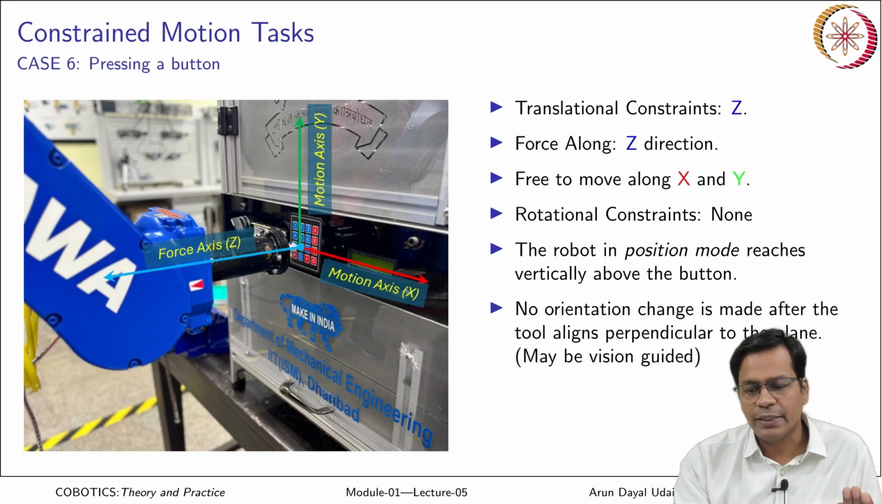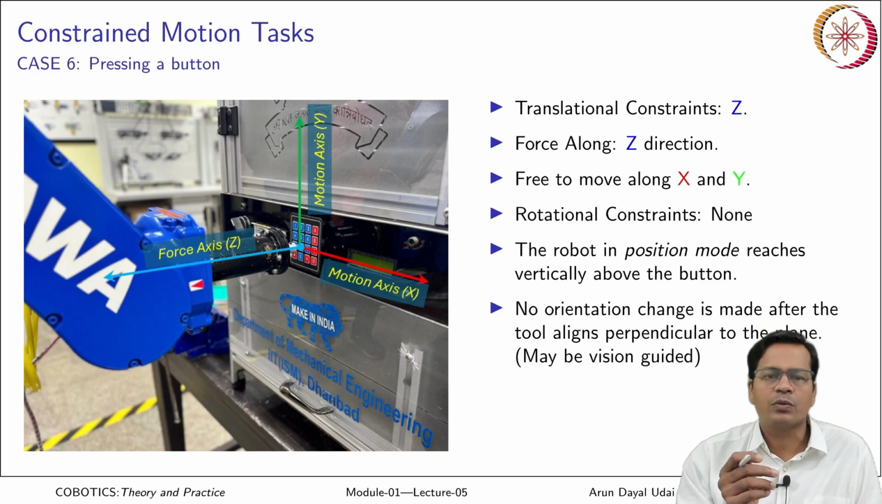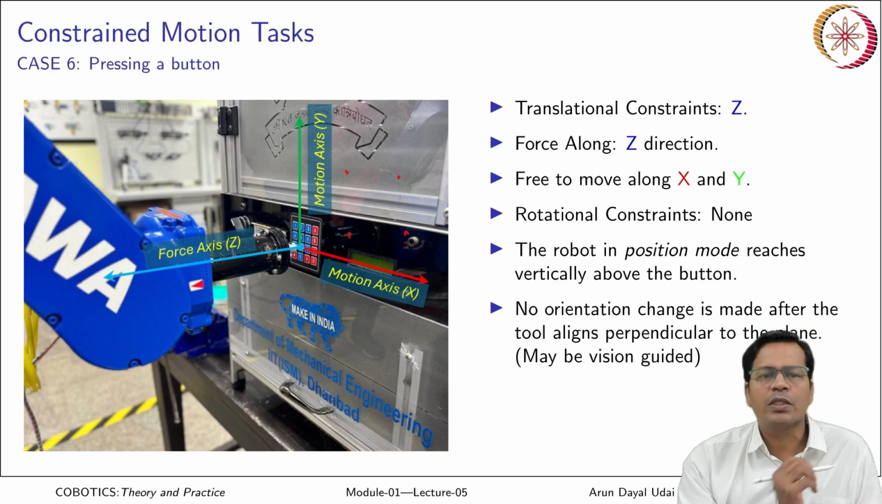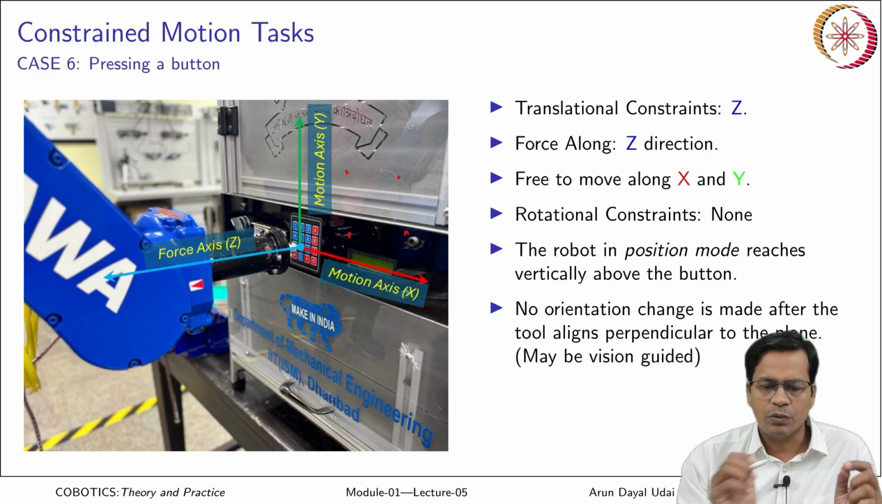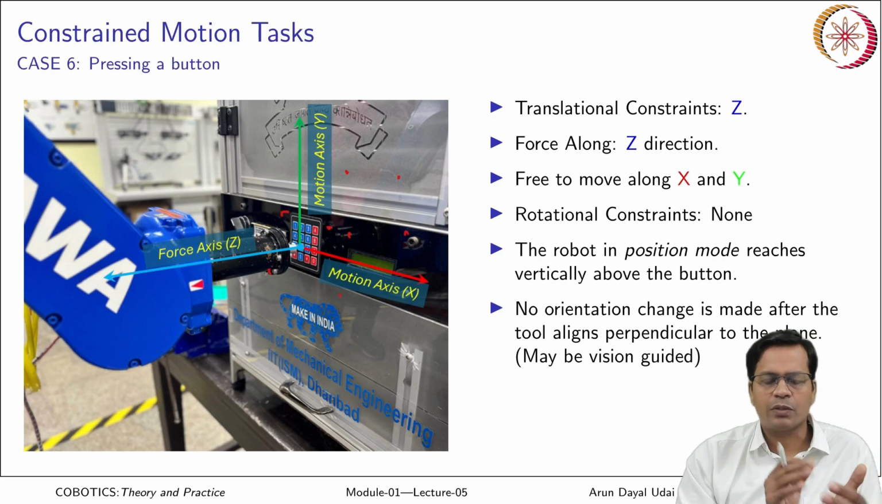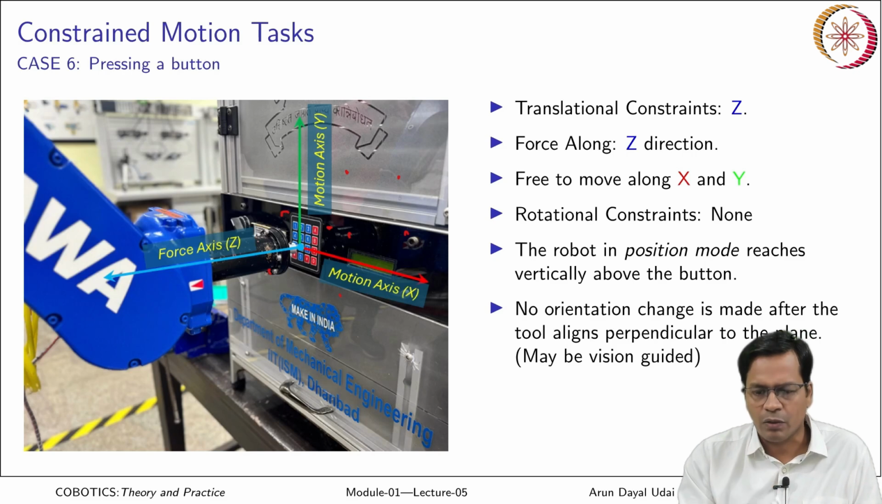No orientation change is made after the tool aligns perpendicular to the plane. Again, this may be vision guided, you detect 4 corners and detect perpendicular to this plane, okay, using some kind of marker which may be there, and perpendicular to the plane you align your robot along that.